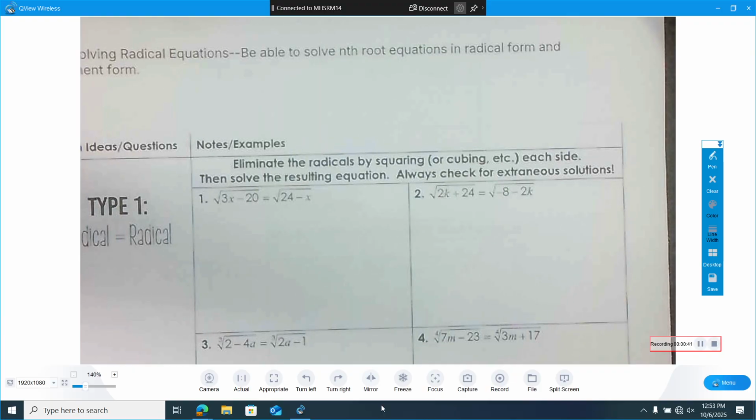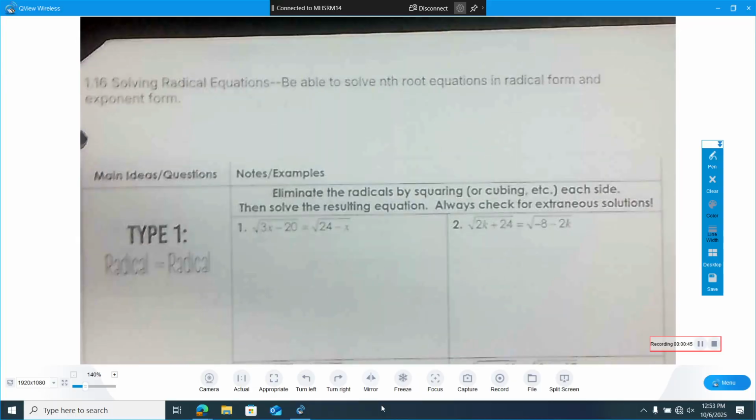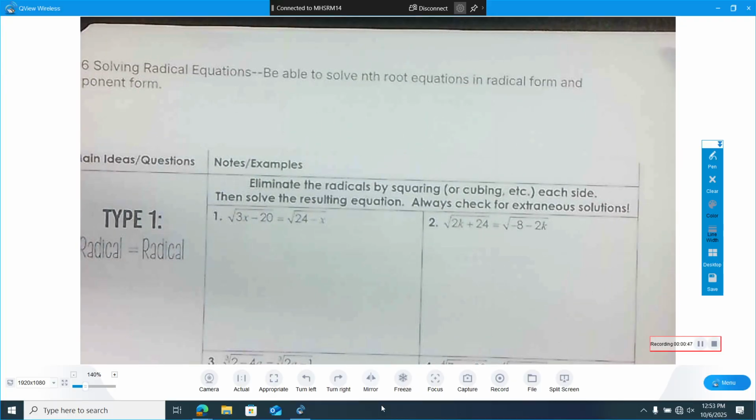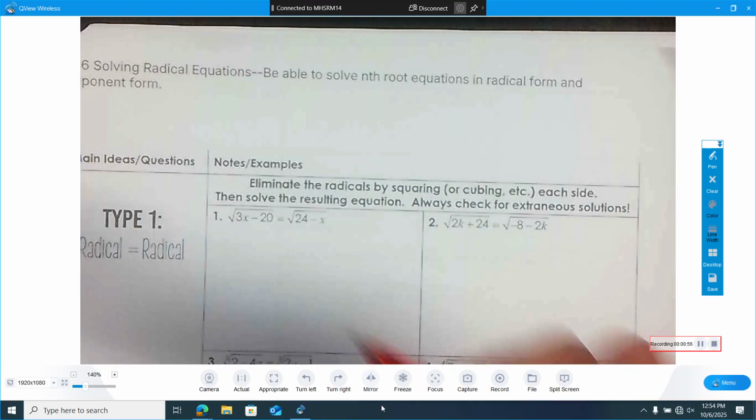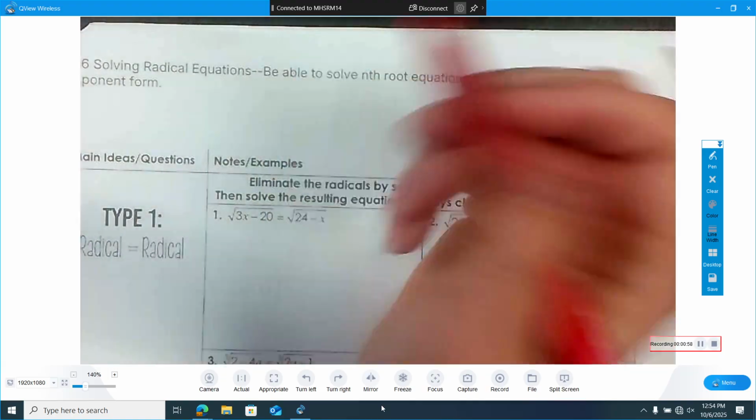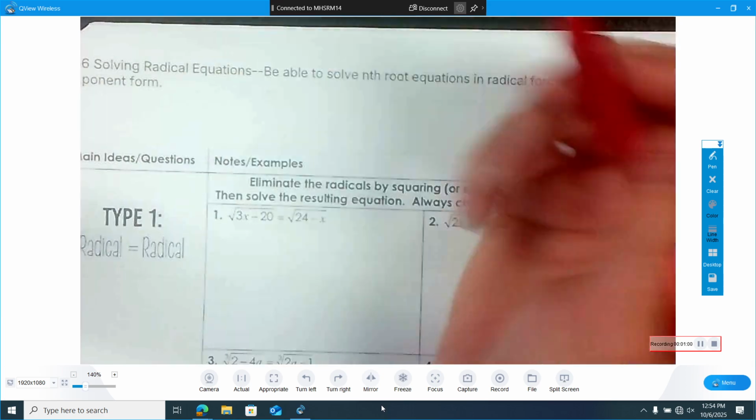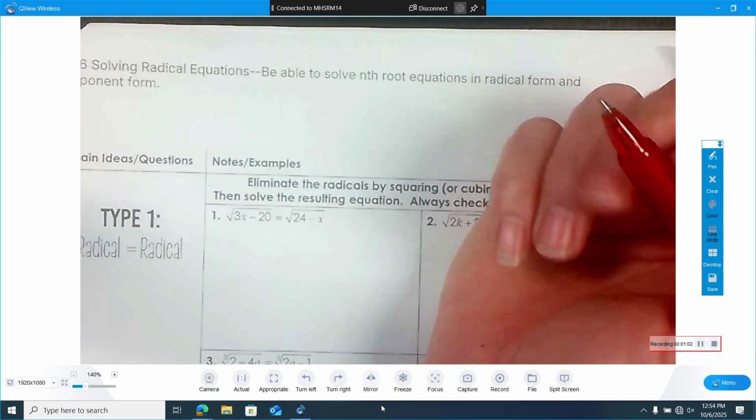So we are solving radical equations. Be able to solve nth root equations in radical form. And so it's really important that we have two things to remember today. First of all, as a reminder, when we're solving equations, we're looking for two things, really.